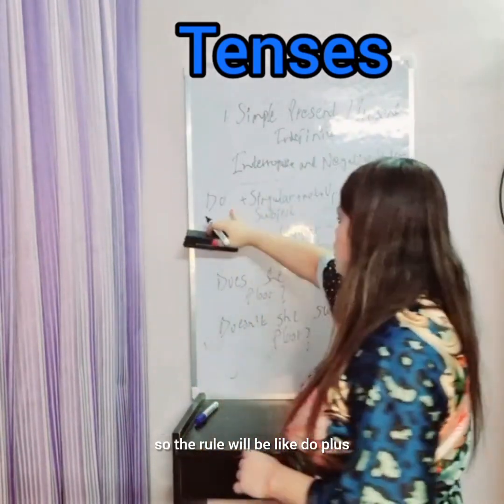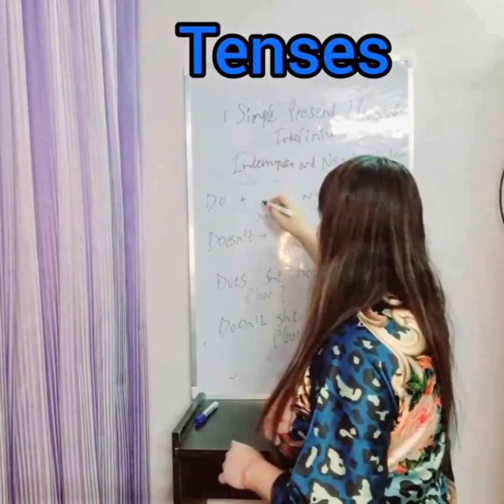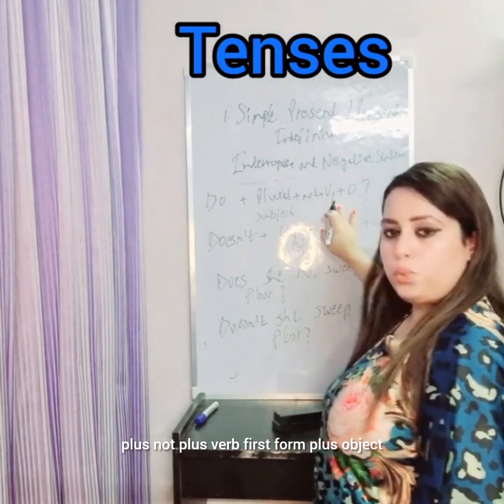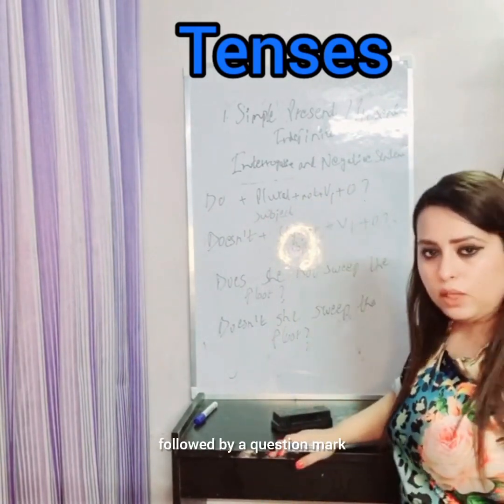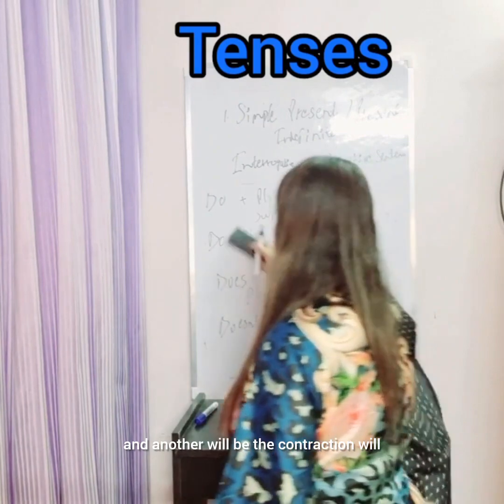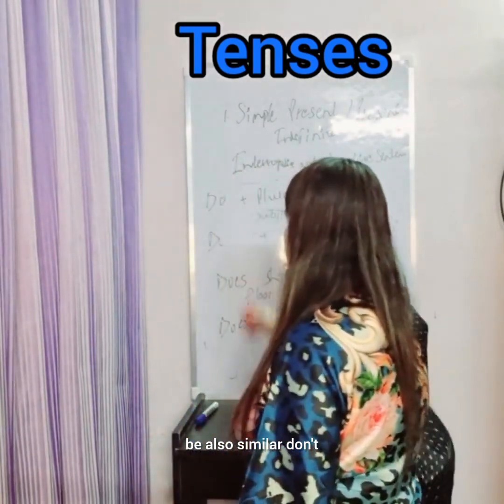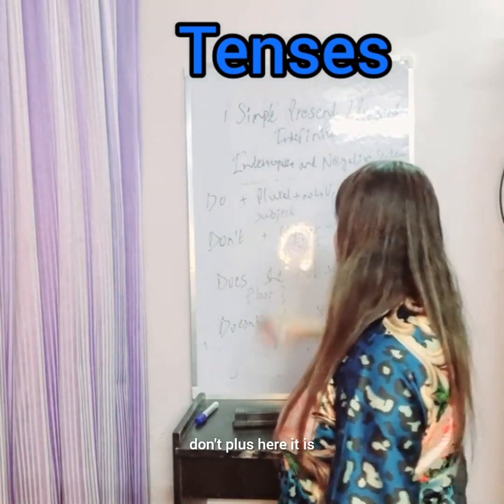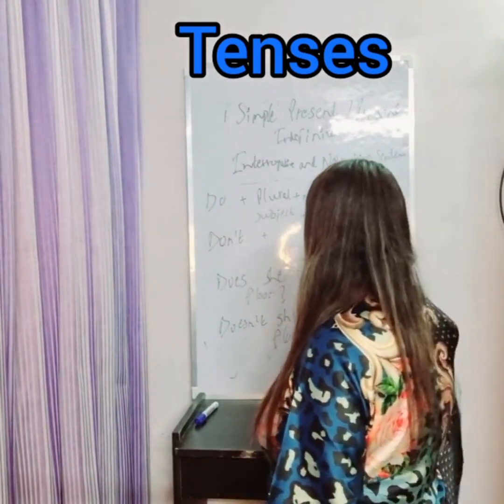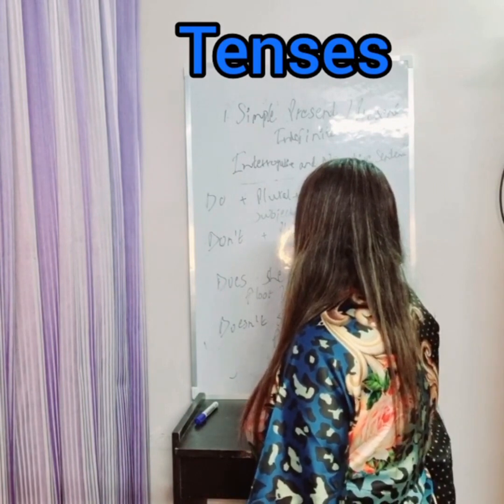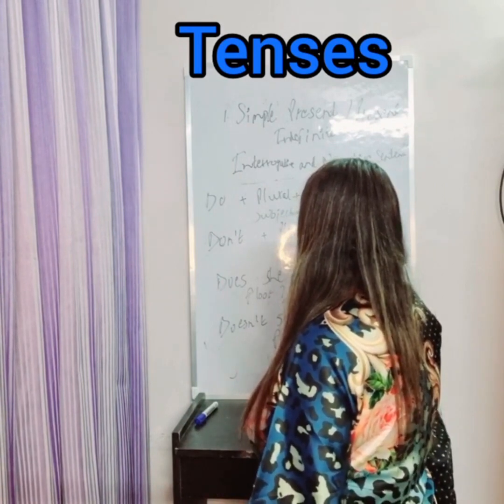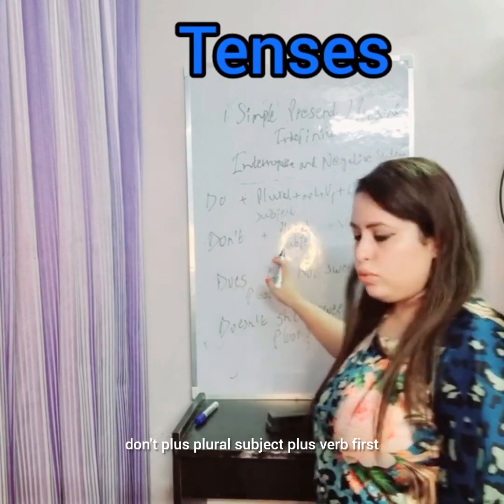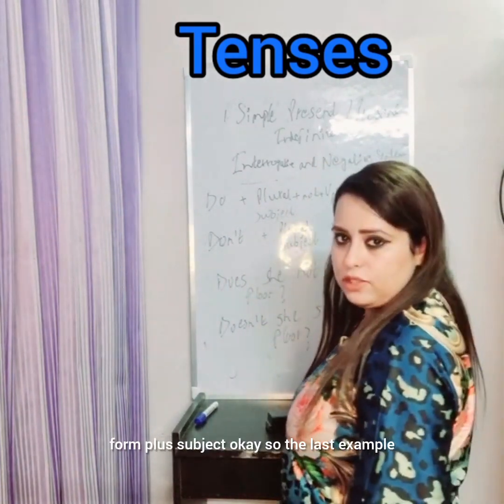So the rule will be like do plus plural subject plus not plus verb first form plus subject followed by a question mark. And the other, the contraction, will also be similar. Don't plus plural subject plus verb first form plus subject.